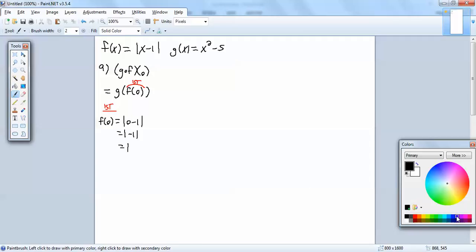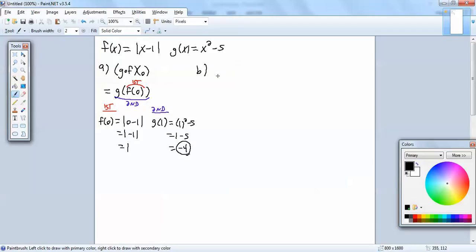And then second, we want to focus on the outer. Well, we just said that f of 0 is equal to 1, so we can replace the f of 0 inside here with 1. So we're going to be finding g of 1. Well, for g of 1, I'll plug 1 in for the x. I get 1 squared minus 5, which gives us 1 minus 5, or negative 4. So negative 4 is our answer.